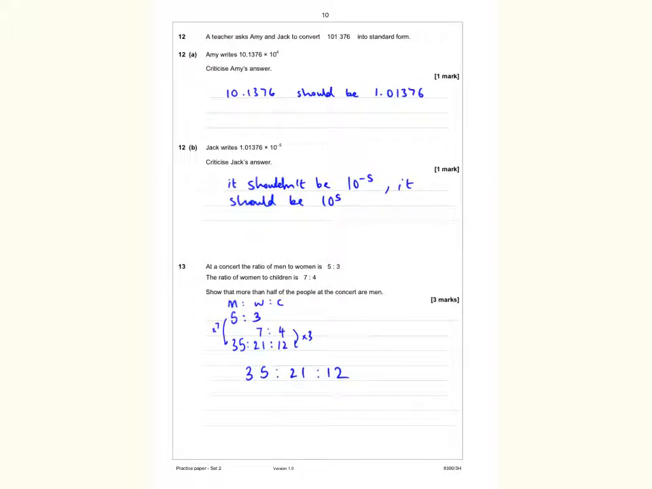Okay, and the question was, show that more than half of the people at the concert are men. So this 35 needs to be more than these added together. So we can say that 35 is greater than 21 add 12, which is the same as 35 is greater than 33.